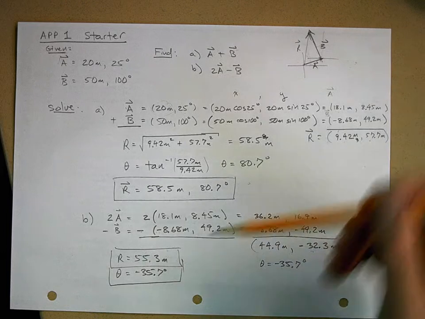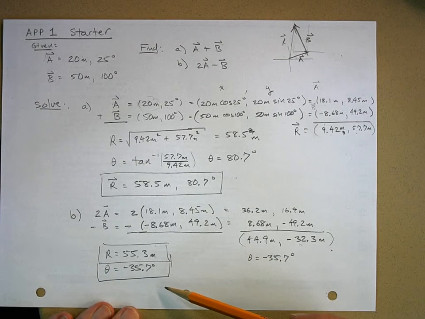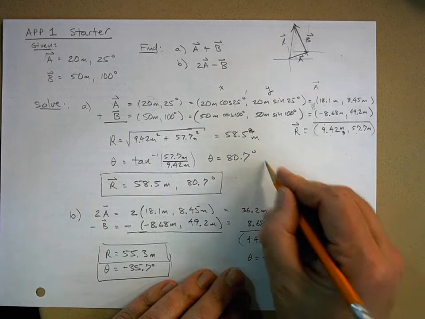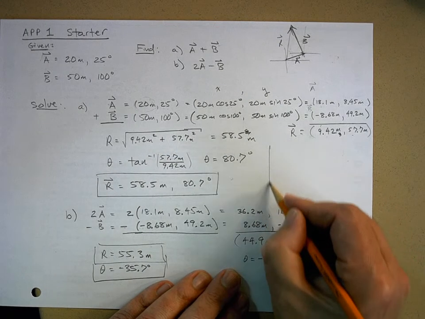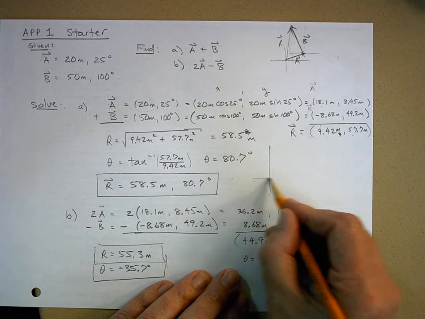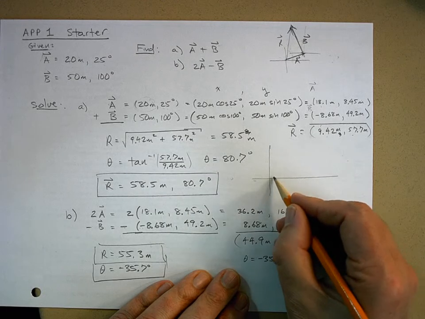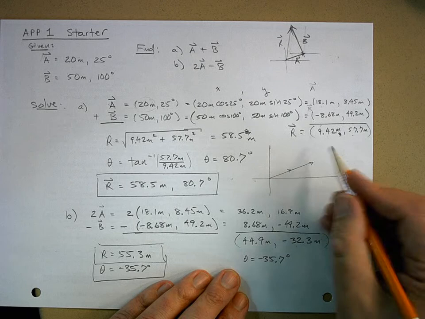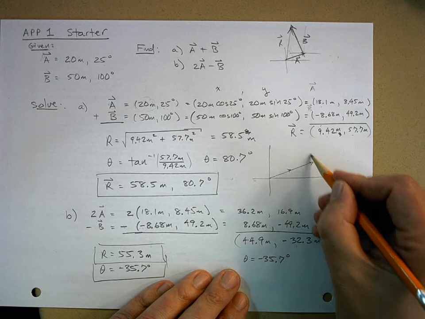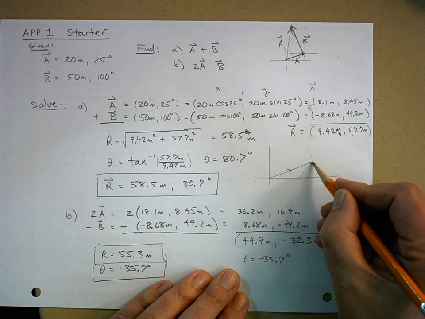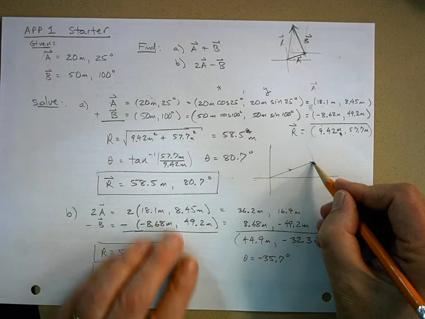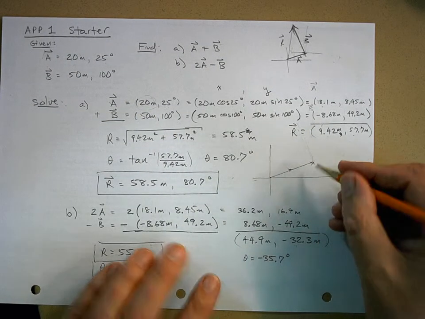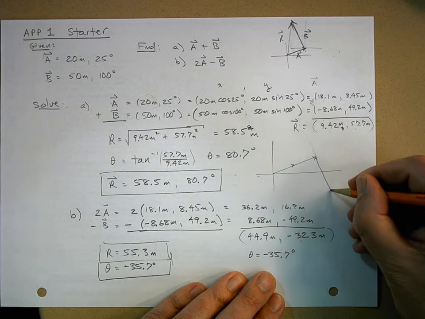Now what about this? This sketch is going to be a little bit harder. 2A minus B. So I'm going to draw it right in here. So here's 2A. So 1A, 2A. Now minus B, and B is kind of like this. 50 at 100 degrees, it'd be kind of up like that. But this is going to be plus negative B, right? So here's negative B.